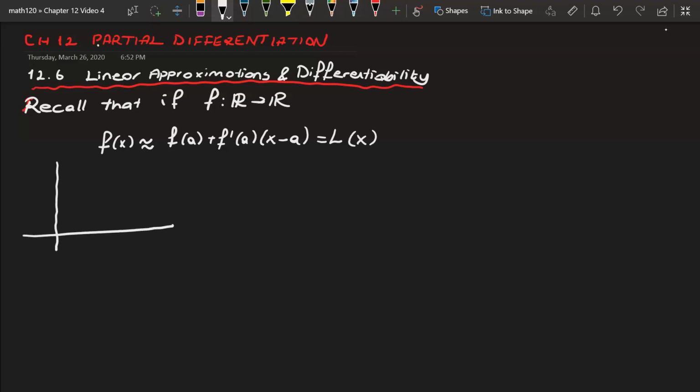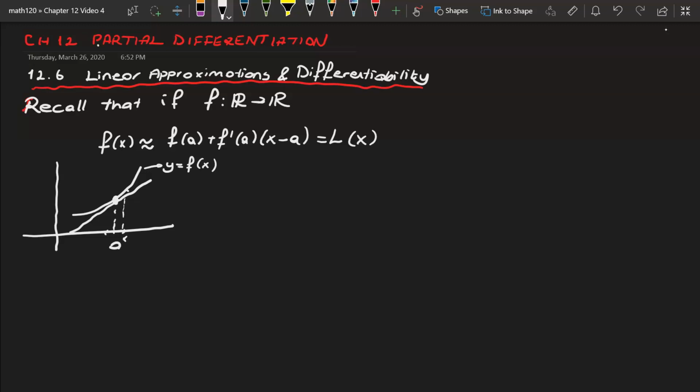If you have a function y is equal to f of x, and if it is differentiable at point a, which means it has a non-vertical tangent line at that point, and by definition of tangent line, we know that for the points near a, if x is a point sufficiently close to a, the value of f of x and L of x are very close to each other.